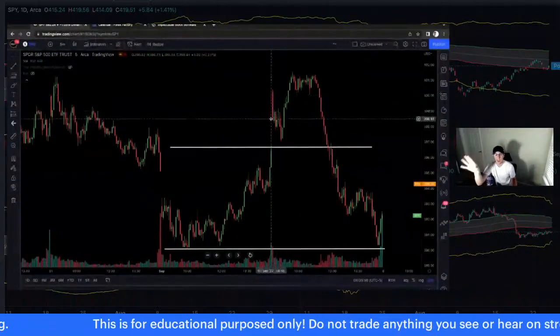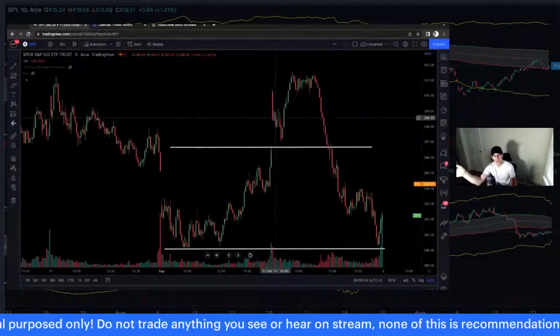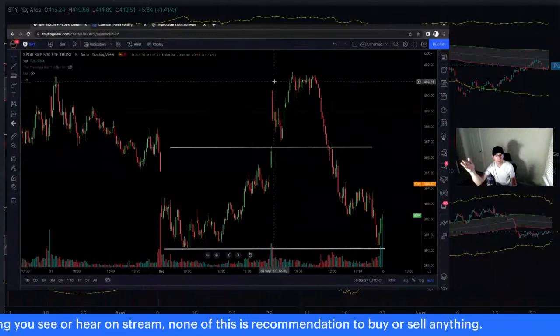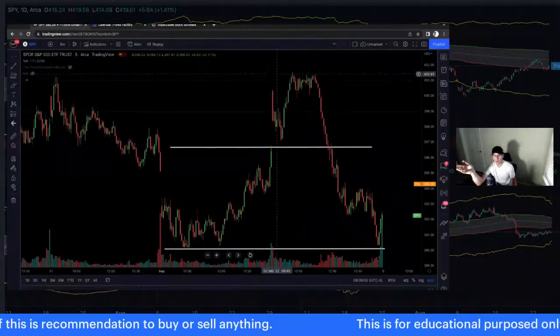leading to the huge red candle. Anyways, so far, what we've been seeing on Monday's price action and today so far in pre-market is that yes, we gapped up, but we hit this really strong resistance at 401 if we're looking at SPY.